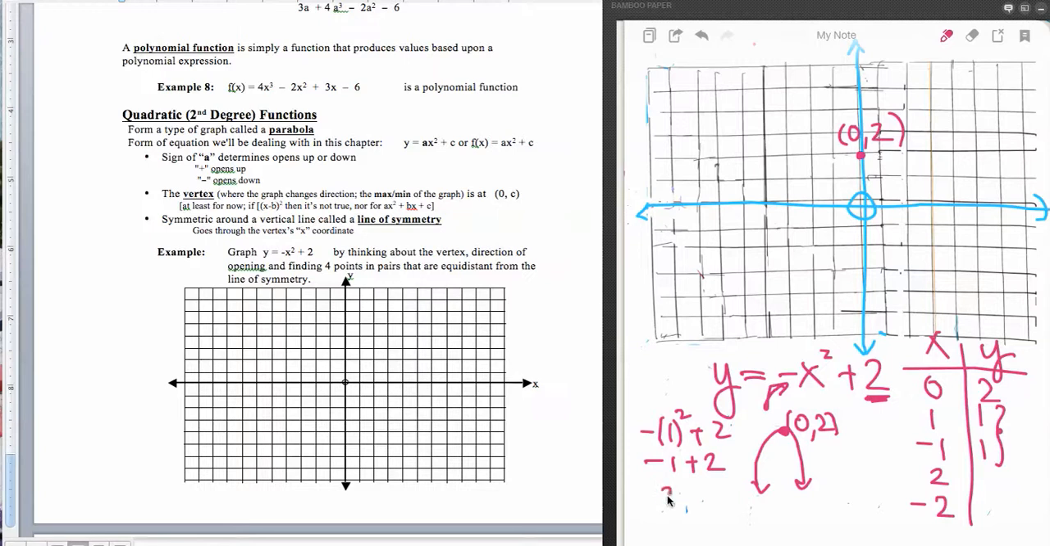And then we can do the same thing for 2. So we would have the opposite of 2 squared plus 2. And when we get this, this will be a negative 4 plus 2, and that's going to give us a negative 2. And whatever we got for positive 2, we'll also get for negative 2, and that's the symmetry. And with these 5 points, we can plot it, and you'll see that in the next video.